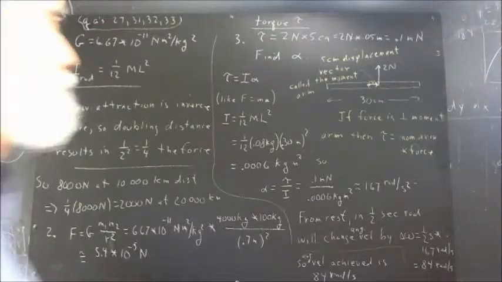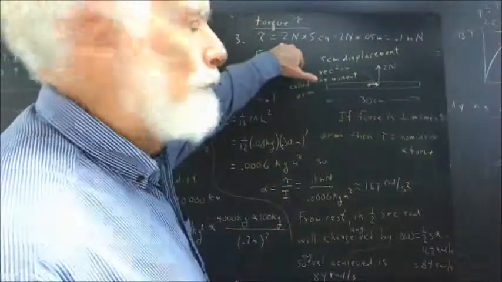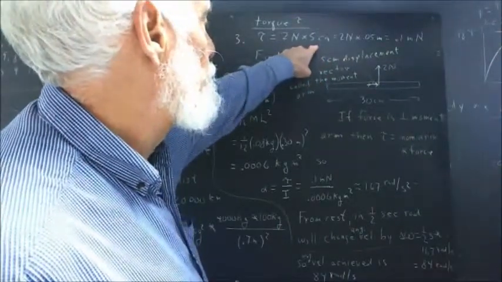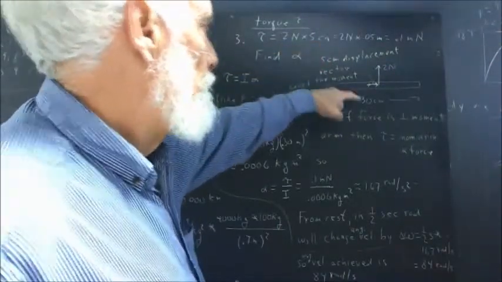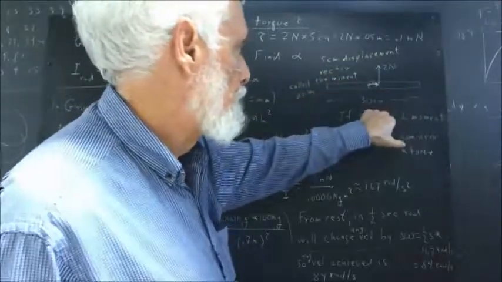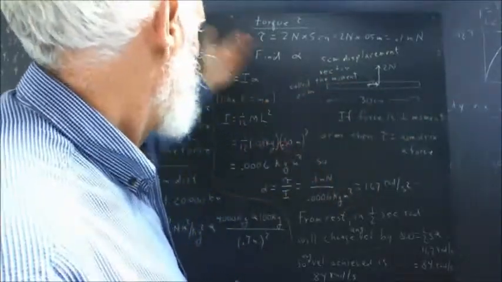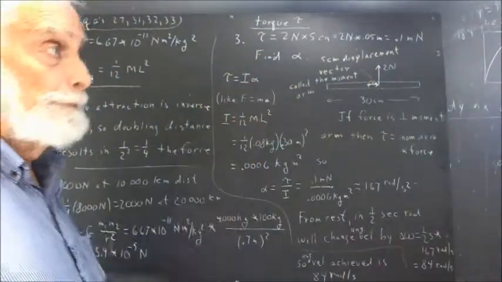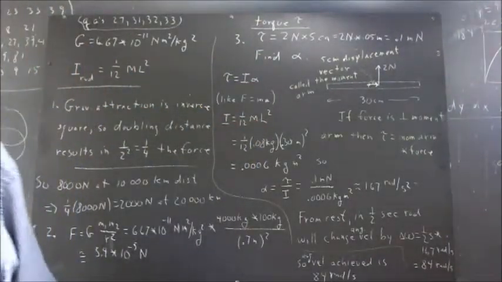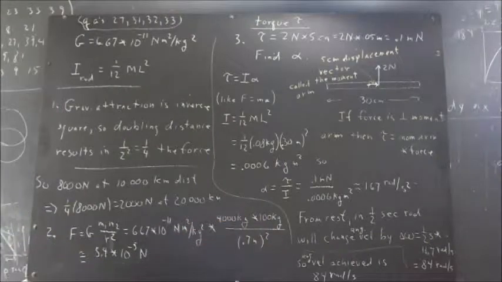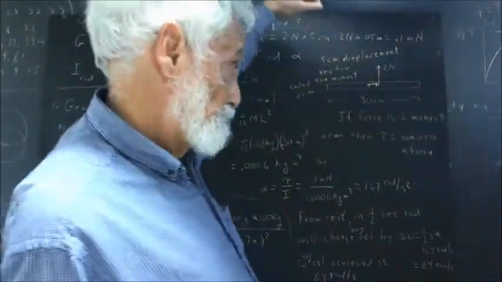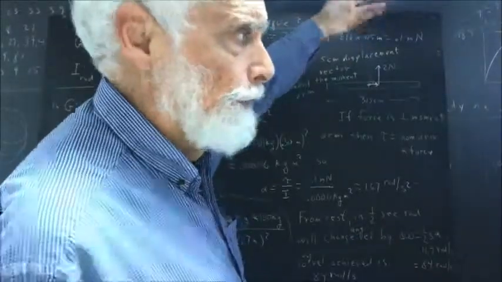Now we're given a force of 2 newtons that's exerted at a position 5 centimeters from the axis of rotation of a 30 centimeter rod having a mass of 80 grams. And that's very close to the straps that we've used in class and that you've seen demonstrated. Reasonably close, I wouldn't say very close.